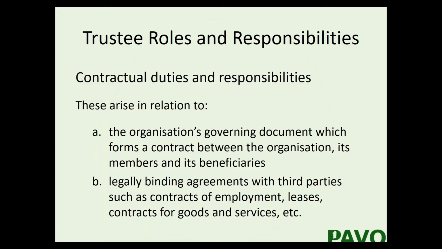So these generally arise, as we've said. Contractual duties and responsibilities are what the organisation's governing document tells you. It's basically forming a contract between the organisation, its members, and its beneficiaries. It is a contract between you and the people that you're seeking to help in terms of how you go about delivering things. This is why I tend to bang on about governing documents quite a bit, because it's the basis from which all organisations are formed.